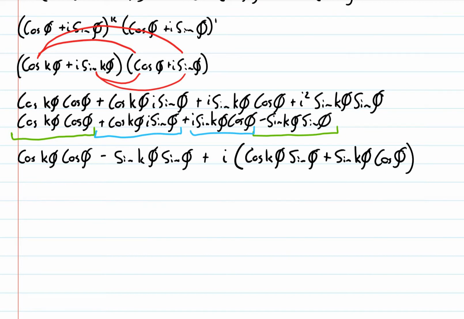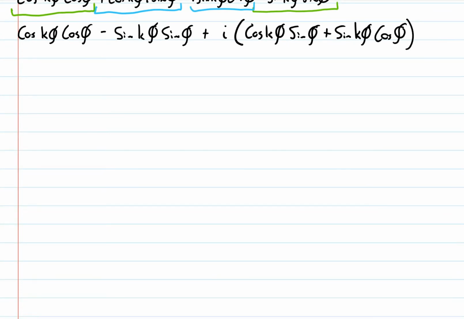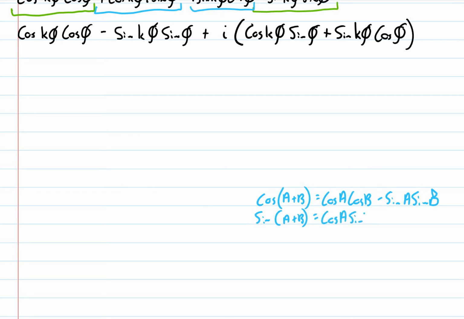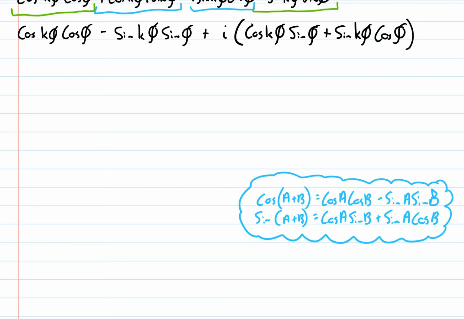However, if we look in our logbooks, you'll see this. You'll see cos (a plus b) equals cos a cos b minus sin a sin b. You'll also see sin (a plus b) equals cos a sin b plus sin a cos b. So that's in your logbooks. You don't need to know that off by heart. And that's just something we know.